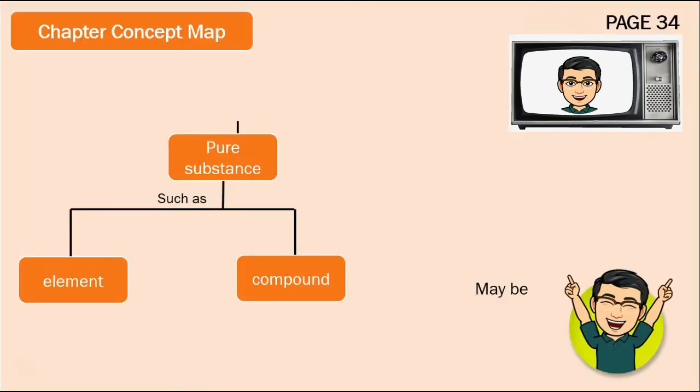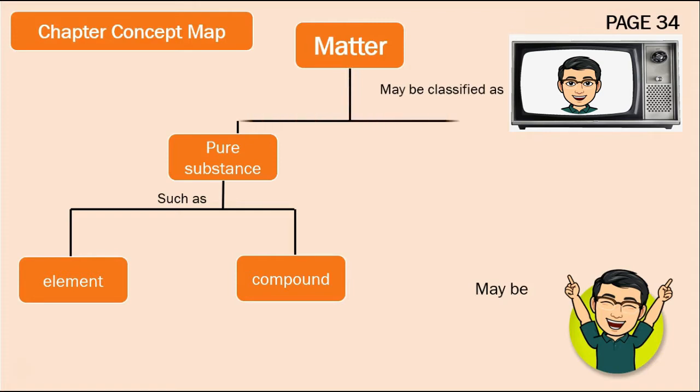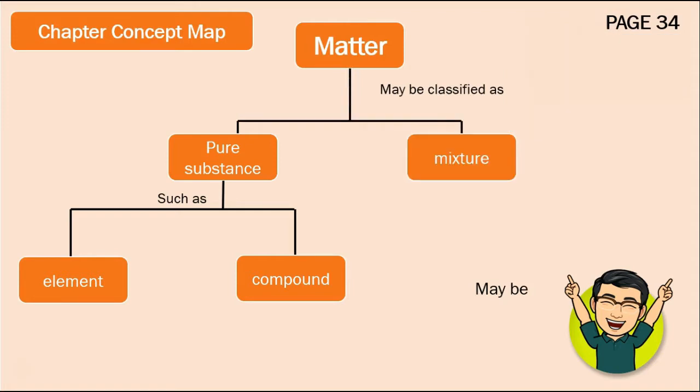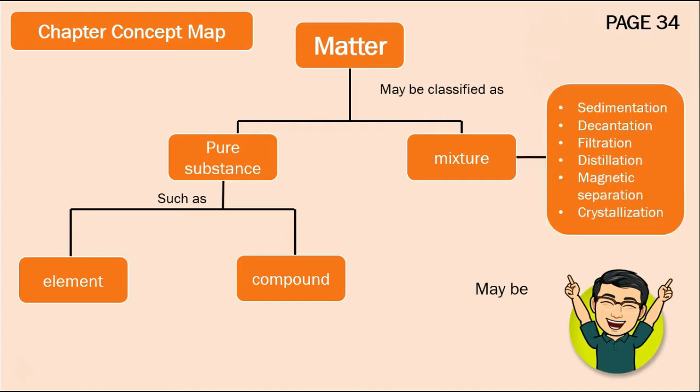Now, we already talked about parts of matter that can be classified into pure substances and mixtures. Okay, we're already done with this part. Now, we're going to talk about the following techniques for separating mixtures: sedimentation, decantation, filtration, distillation, magnetic separation, and crystallization.